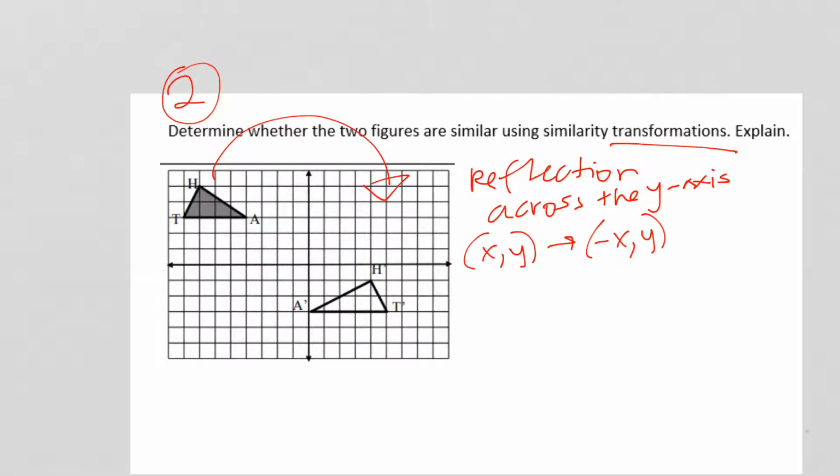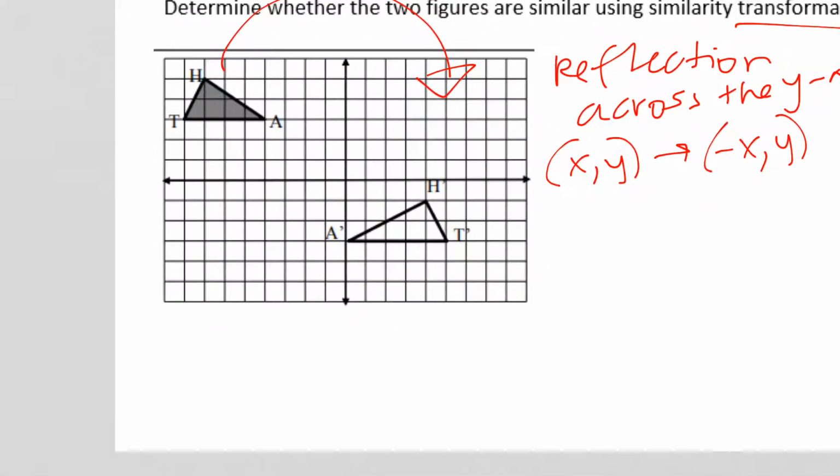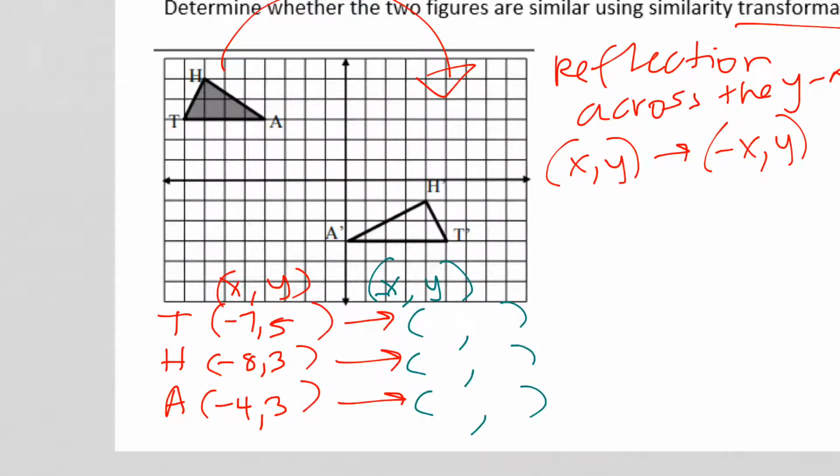Y does not change. So if I have my coordinates for t, oops, a, not t, the rule tells us that for the reflection across the y-axis, the x value is going to change to a negative. So if it's already negative, it's going to become positive. Well, the negative 7 is already negative, so it's going to become positive. The y stays the same. Negative 8 is negative, so it's going to change to a positive. Y stays the same. And my x value for a is negative, so it has to change to a positive. Because the rule says that positive goes to negative. If it's negative, it goes positive.